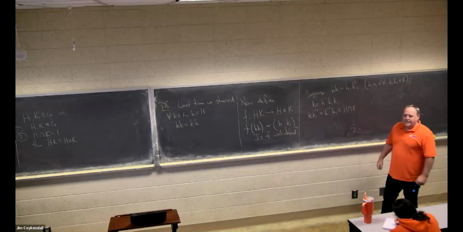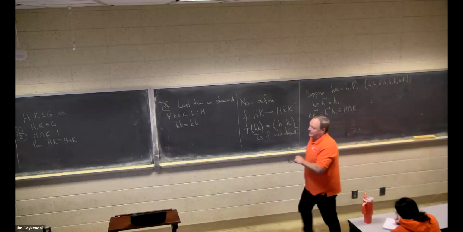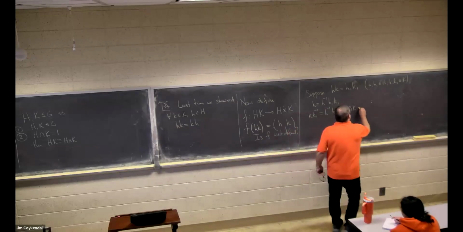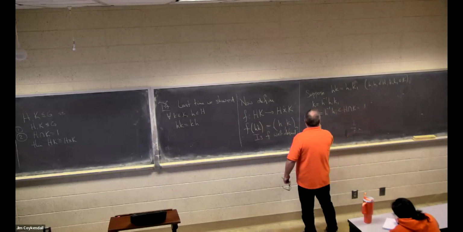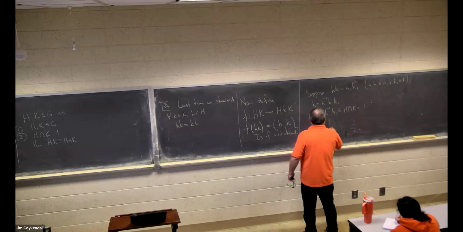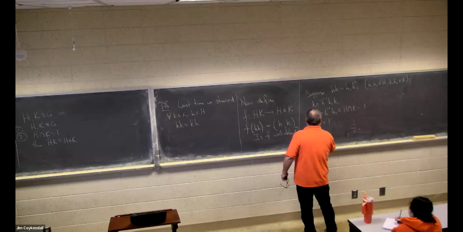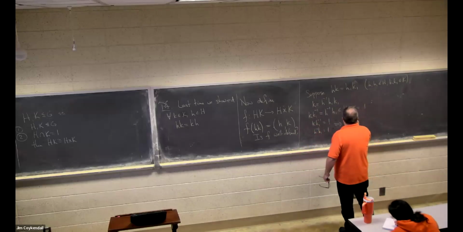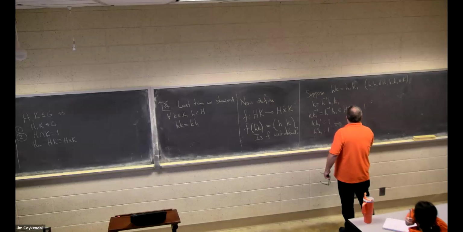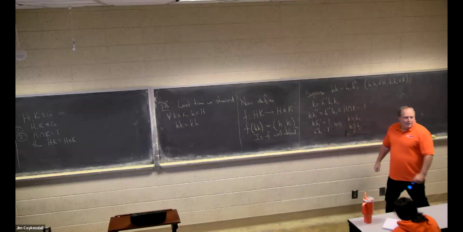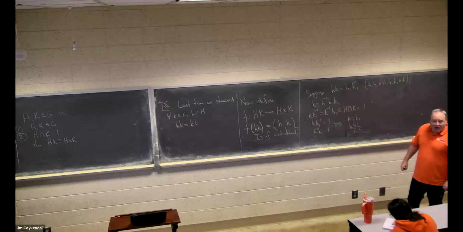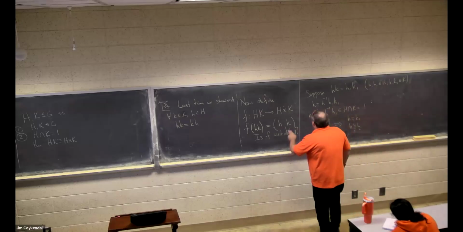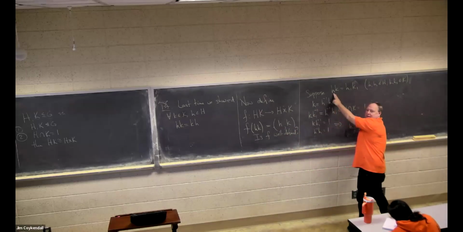So what's the intersection between H and K? It is the identity. So what I've shown is that under this situation, there's only one way to write hk, right?